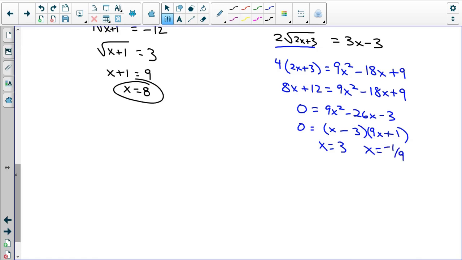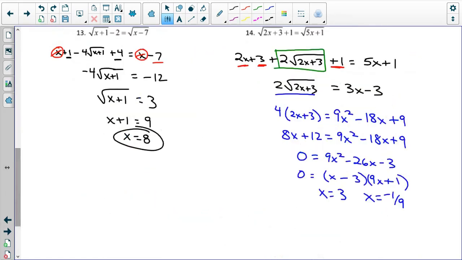And I have to check those in my original equation to make sure everything works out. If I substitute 3 in, I get 4 on the right side, and 3 plus 1 is 4 on the left side. So that works. If I substitute in negative 1/9, it appears that everything stays positive.